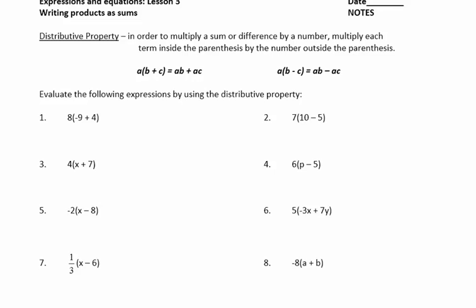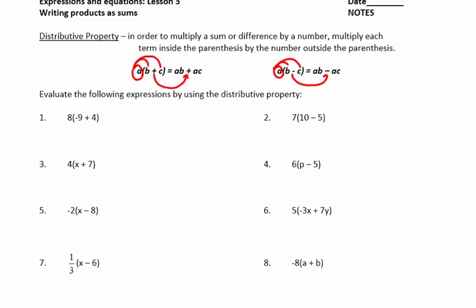To distribute something actually means to hand out or to give out. In this case, we're going to take the number on the outside of the parentheses, and it's going to go to each of the terms inside the parentheses. So this would be a times b plus a times c. That plus stays. And we could also have this case over here where it's minus inside, and that would be ab minus ac.